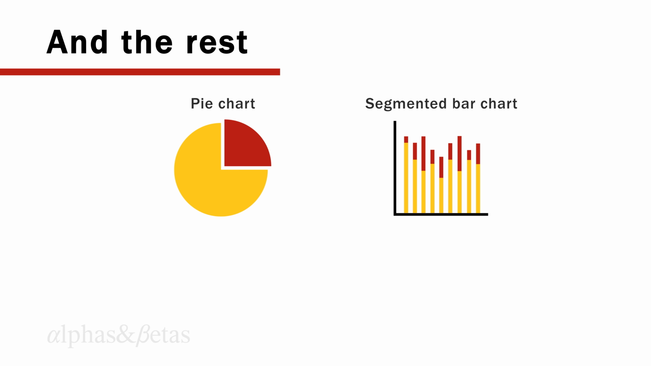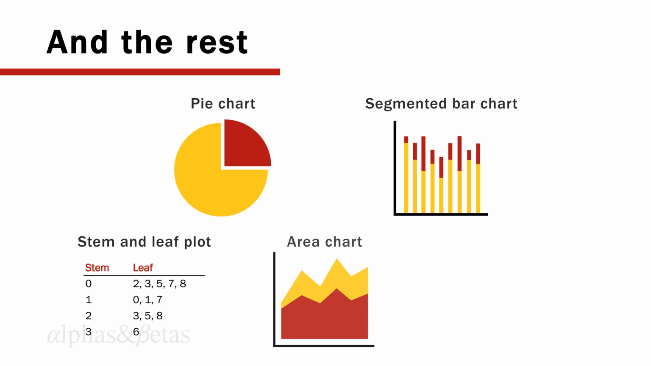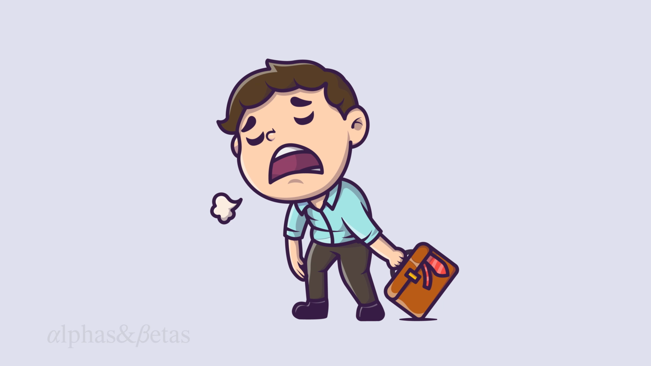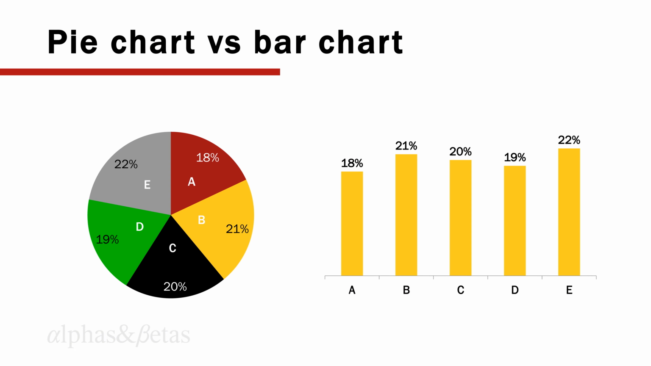Other graphs you may come across are pie chart, segmented bar chart, stem and leaf plot, area chart, or radar chart. You may think, my God, I spent hours and hours in high school drawing these graphs and you don't even cover these. Why not? Many graphs are not the best to use.